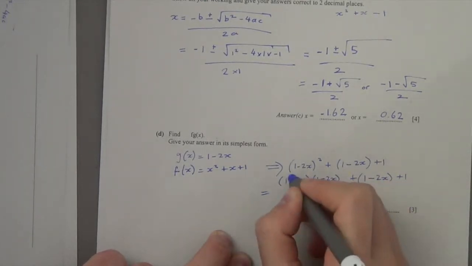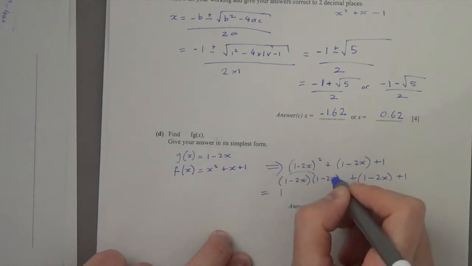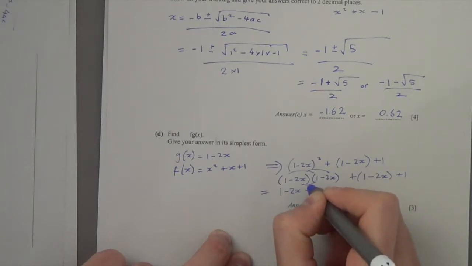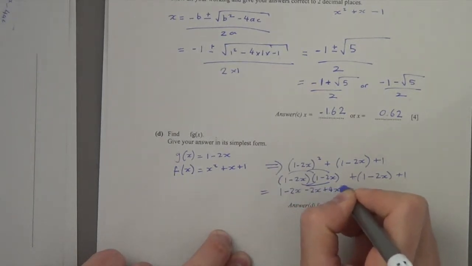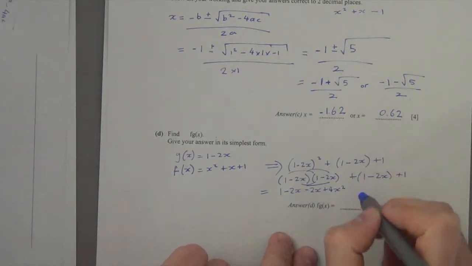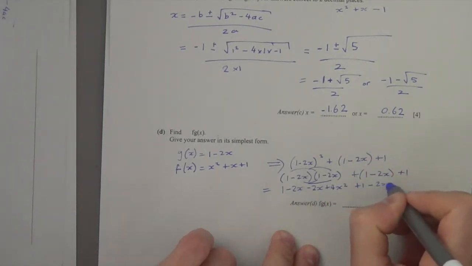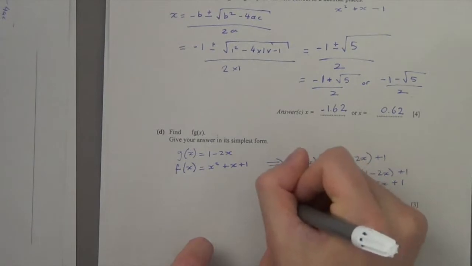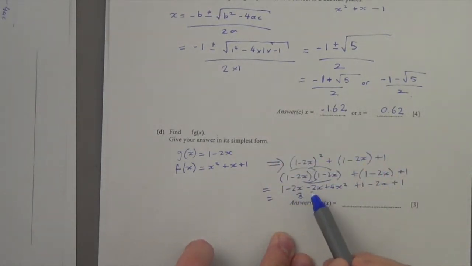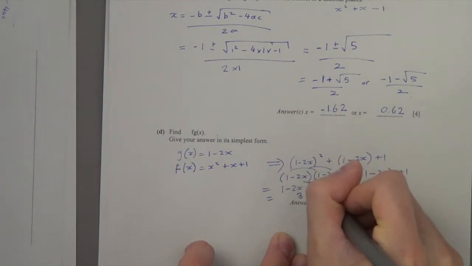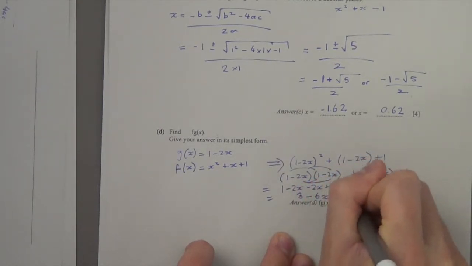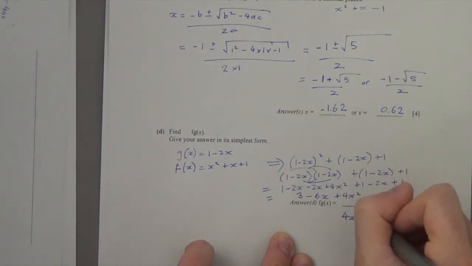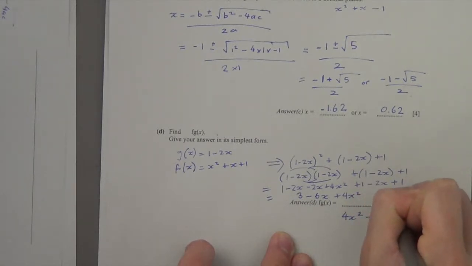This becomes 1 squared minus 2x, okay, minus 2x plus 4x squared. Okay, now I can collect like terms, so I'll just write this out again for you. So let's do the 1s. I've got a 1 here, plus 1, so that gives me 3. What about the 2x's? There's 3 of them, so it's minus 6x plus 4x squared. So I'll just write it out like this. So my final answer is going to be 4x squared minus 6x plus 3.